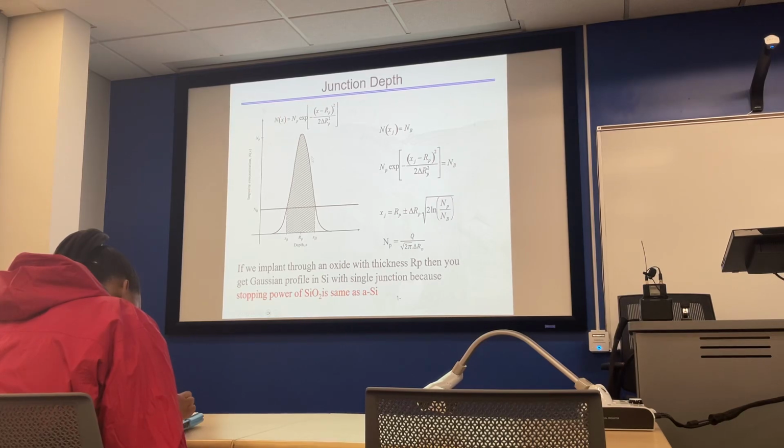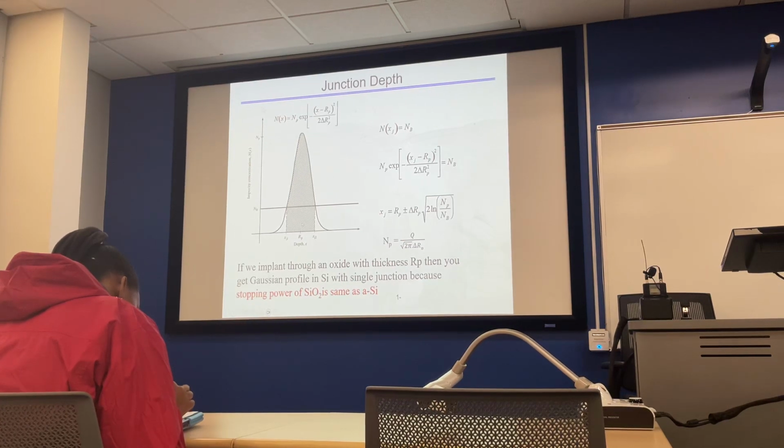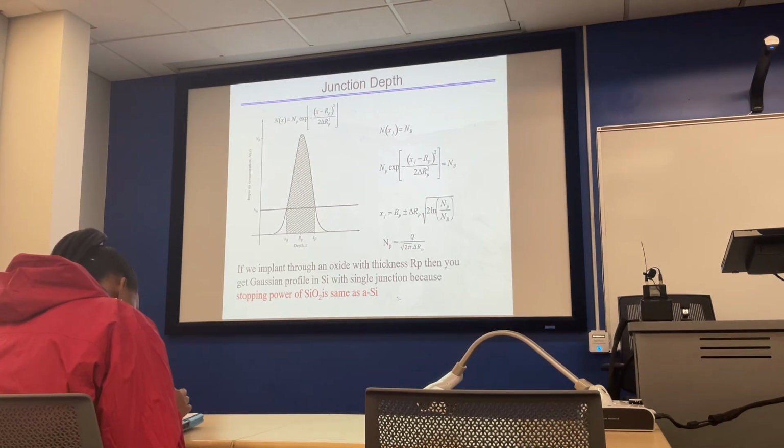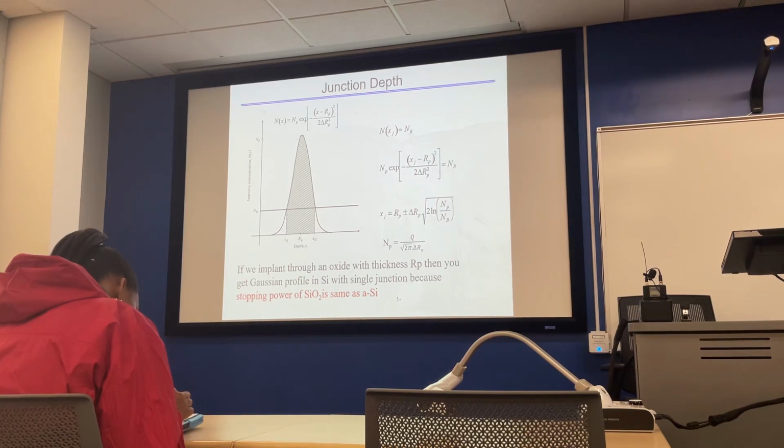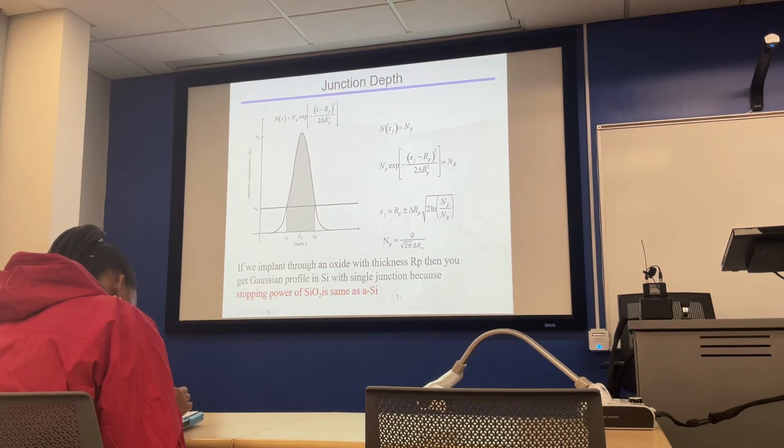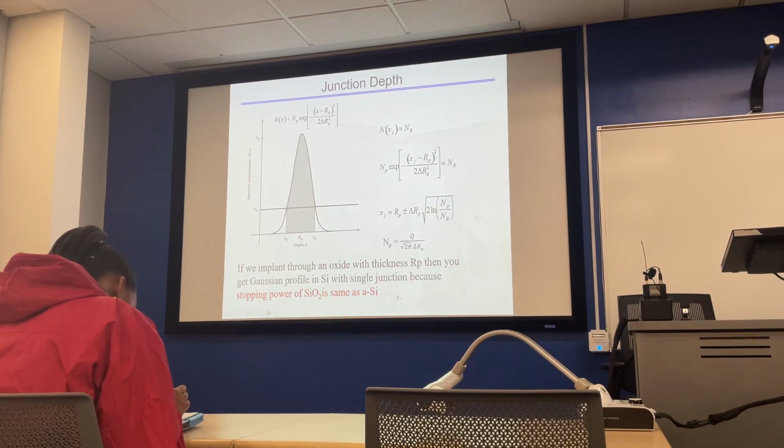Can you understand that? This is kind of fun, right? Because I grew an oxide, so I killed two birds with one stone. I created one junction, right? But then I tailored my junction depth, which was not this anymore, right? Because this is from the surface, right?